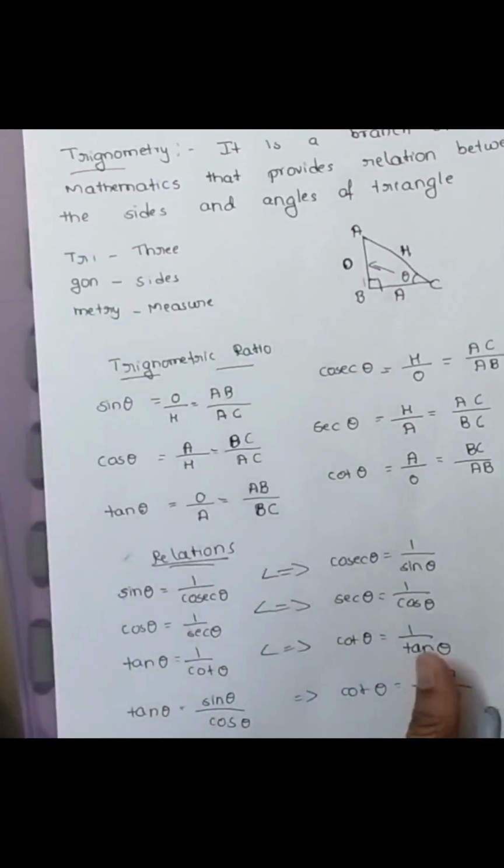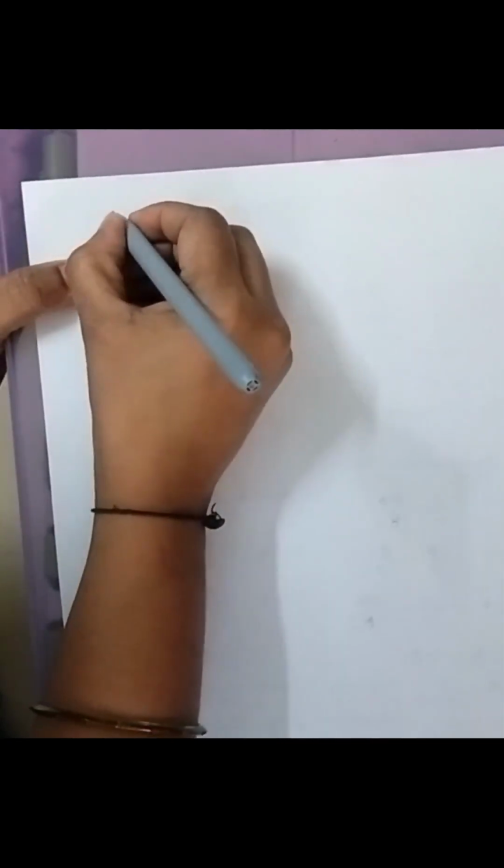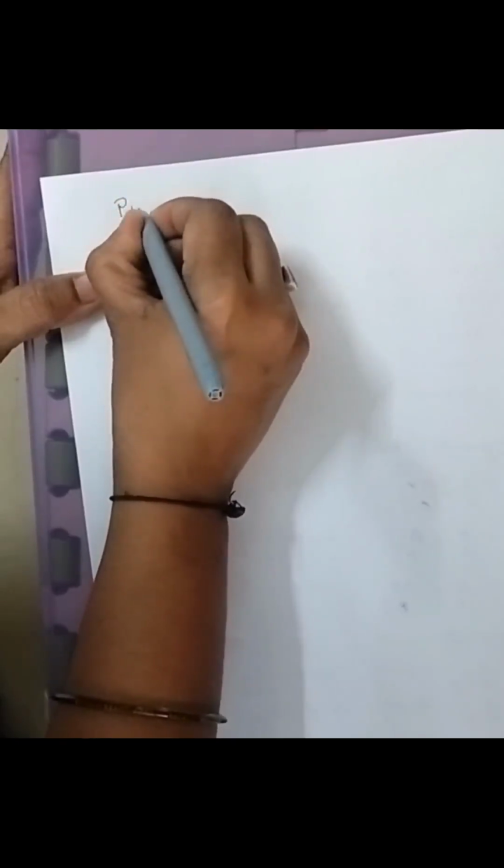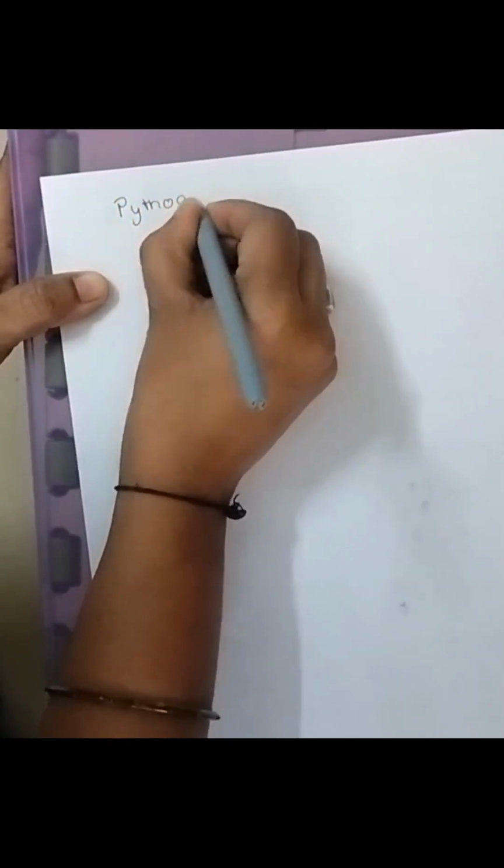So where these relations are utilized is the next question. And we know that one more thing related to the right angle triangle is the Pythagoras theorem.